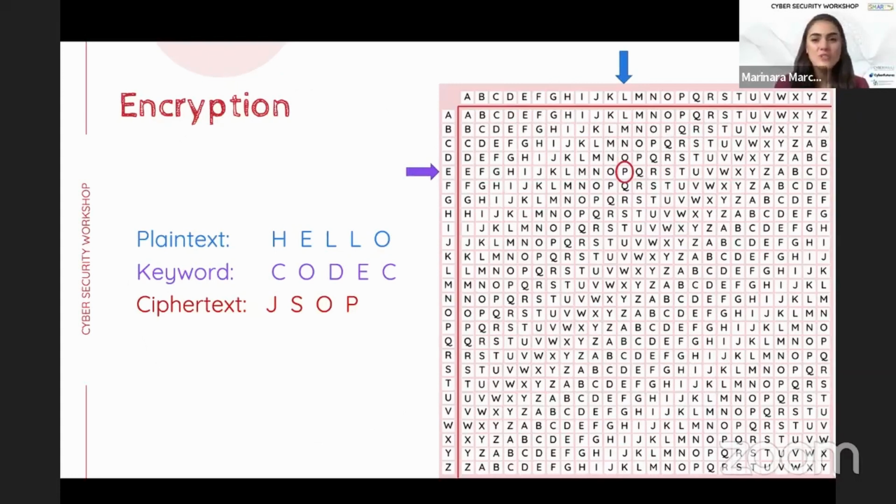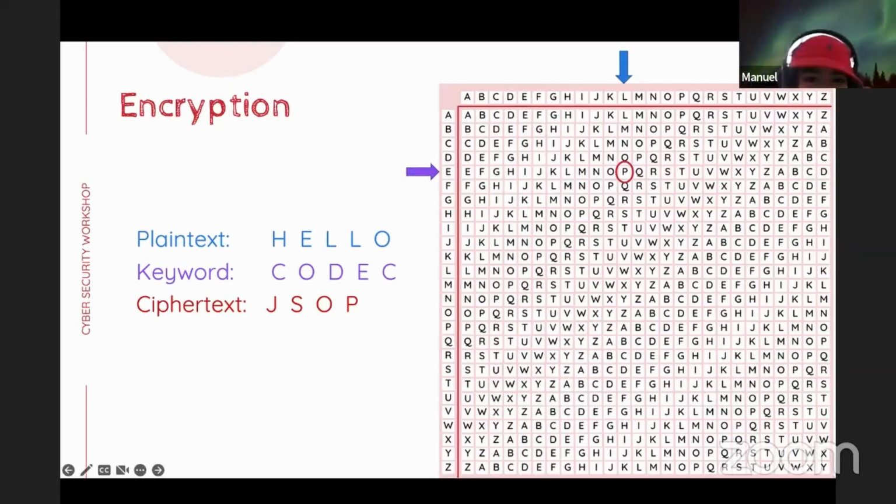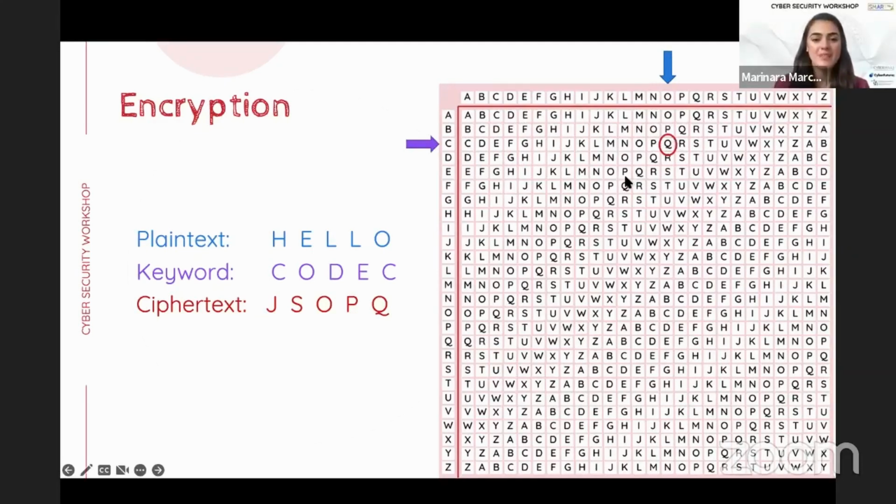Anybody want to give it a try with the last one, with O? Do you want to go first, Manuel? You would start at O and you would end at C, which would be Q. Excellent. Awesome. So we have it. Well done. We encrypted the plain text hello using the keyword code with our Vigenère cipher, and this is what the ciphertext looks like.